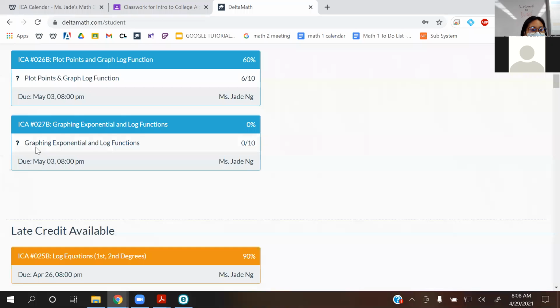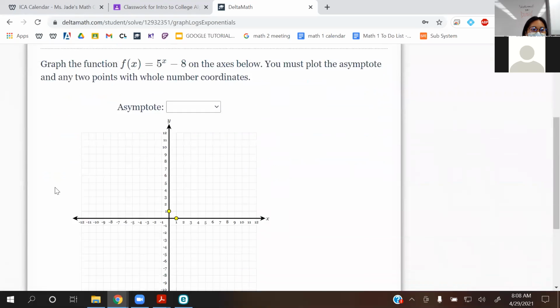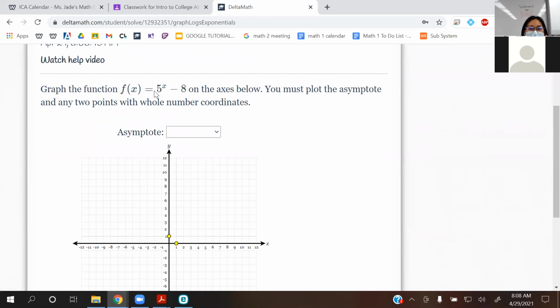All right, so this category is graphing exponential log functions. So it is exactly what it says it is. And we're going to graph this function f of x is equal to 5 to the power of x minus 8 on the axes below. And we must plot the asymptotes and any 2 points with whole number coordinates.